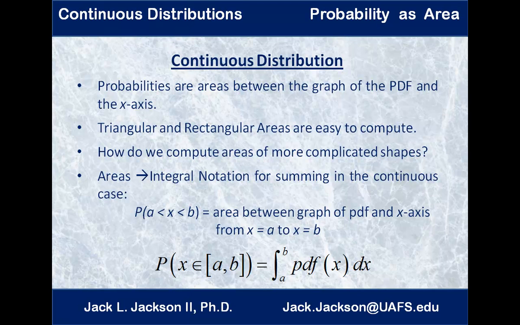So remember, areas use integral notation, and it's for summing up. Remember, we use a sigma for summing up in the discrete case. Instead of a Greek sigma, we use this long skinny s, which is called an integral sign, for summing up when we have a continuous distribution. So we're going to sum up all the probability density from a to b. Technically this is called a definite integral.